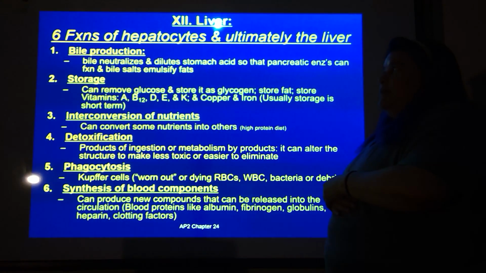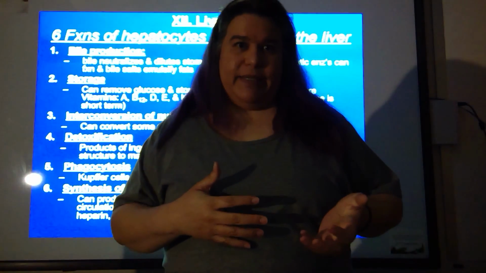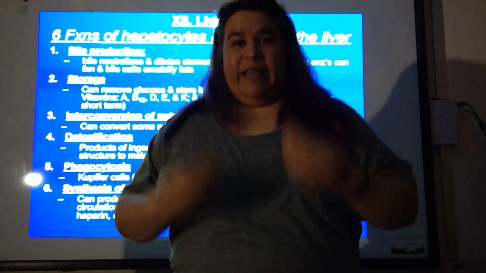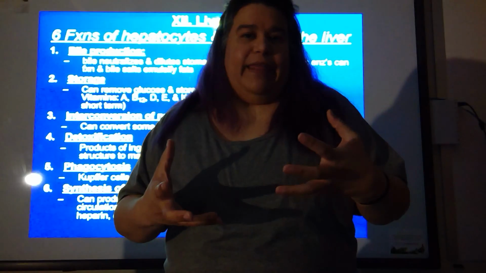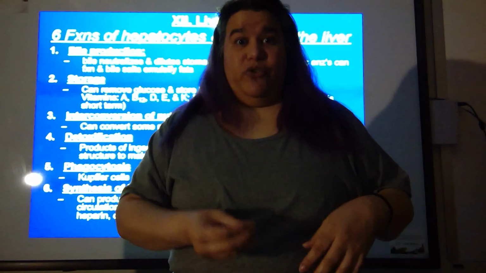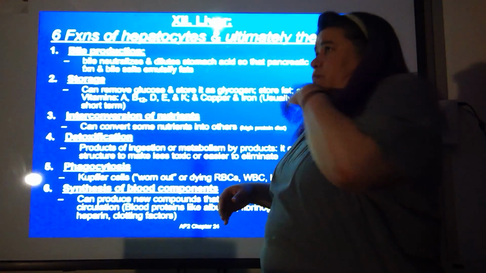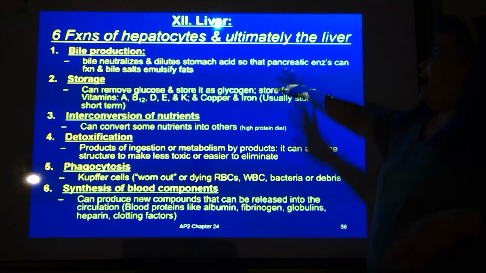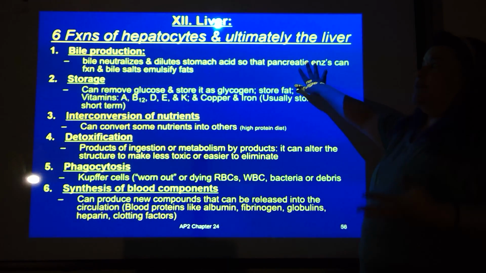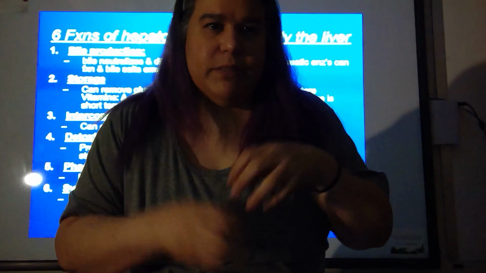So bile does a couple of things. It helps to neutralize and dilute the stomach acid. So remember, I told you that when things first go into that small intestine, your intestine isn't meant to deal with acid like that. So bile is actually a neutralizer. It helps to neutralize that, and it also helps to dilute that out, so that the pancreatic enzymes can function. Bile salts also emulsify fats. They basically take big fat globs and make them into smaller fat globs.